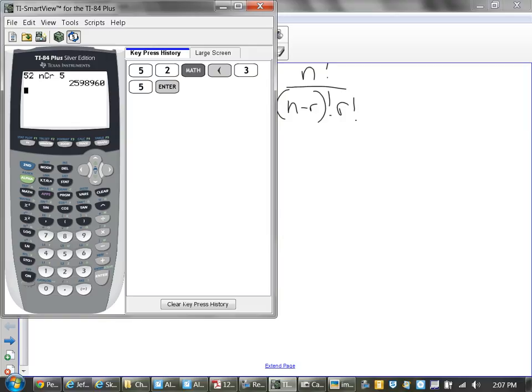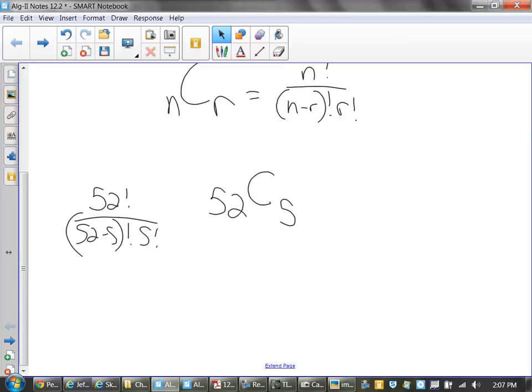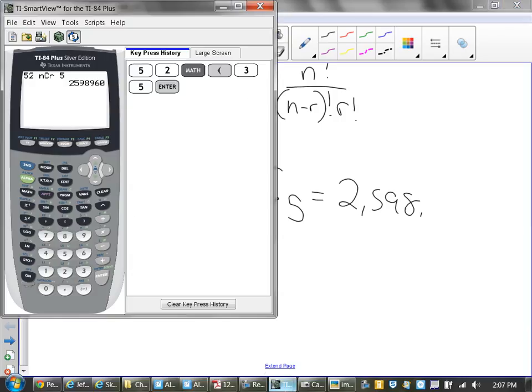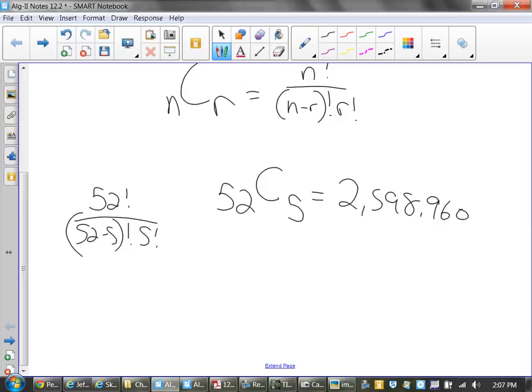Do you write like C equals? No, when you're writing this out, this is what this equals. You just leave it like that. It was 2,598,960. So the possible ways that you can deal a deck of cards, there's a little over 2 million ways.